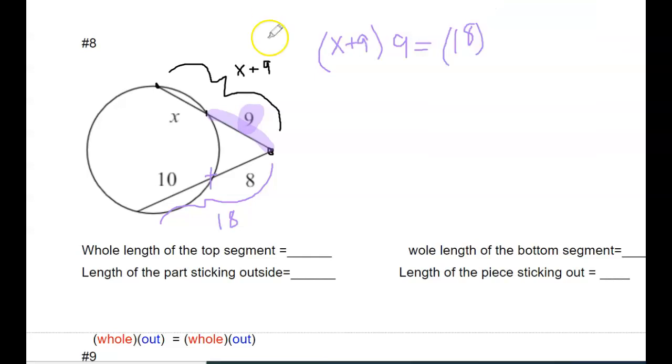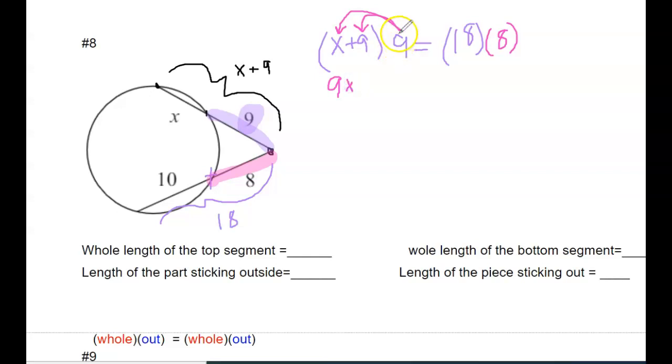So how big is the piece that's sticking out? Well, let's check. I'm going to highlight it. The piece sticking out of the bottom is 8 units long. So times 8. So figure this out. What's 18 times 8, right? And then you have to do the distributive property here. 9 times x is 9x.